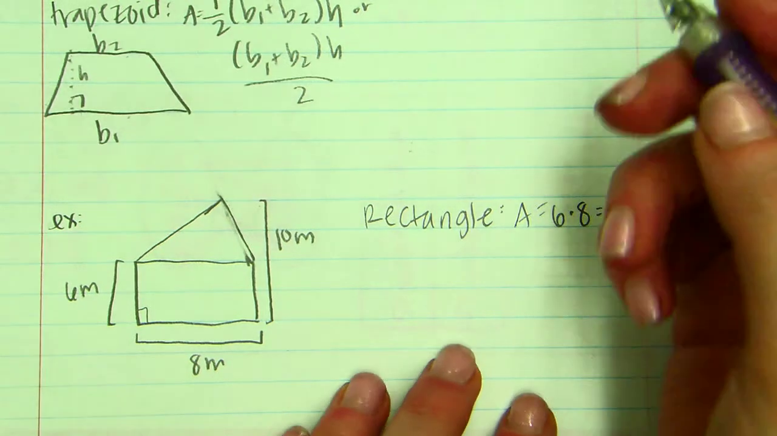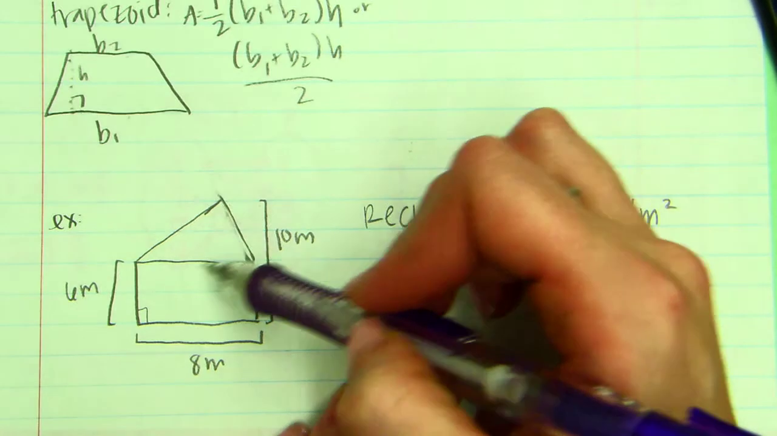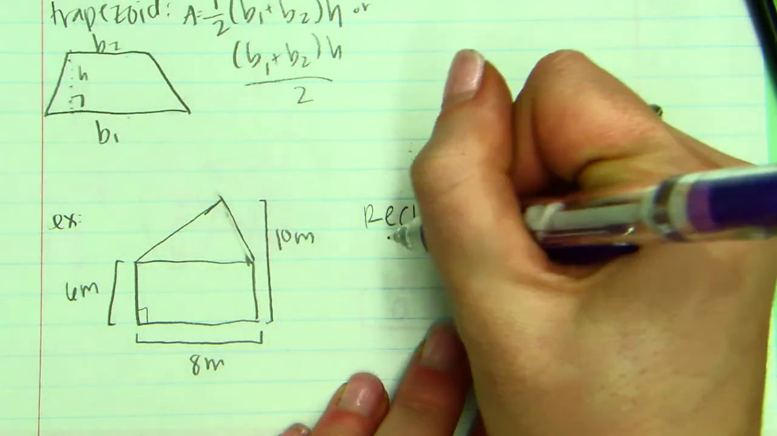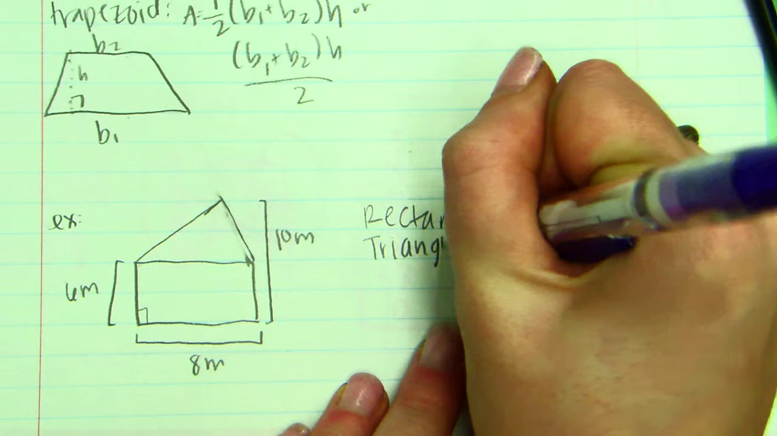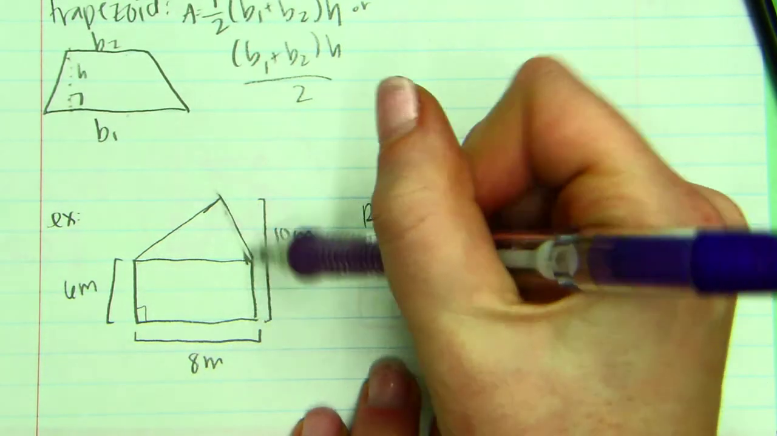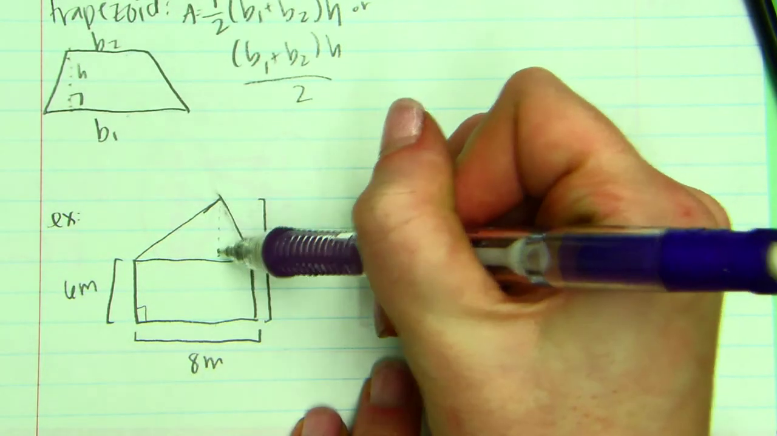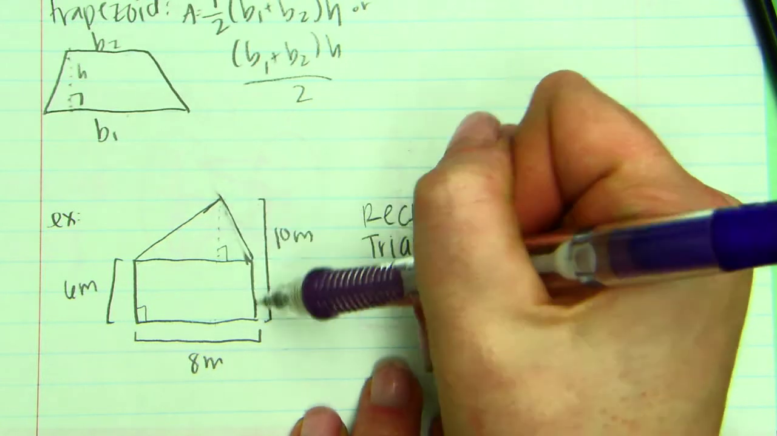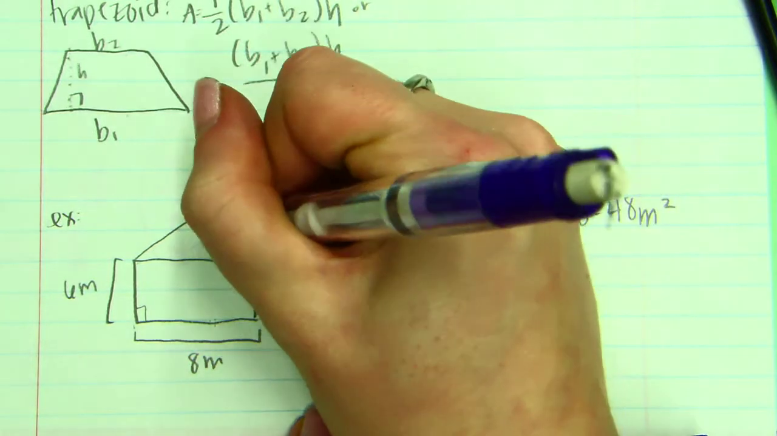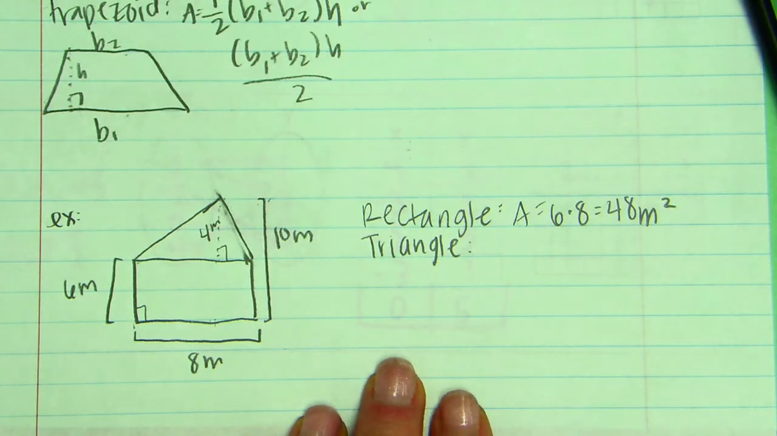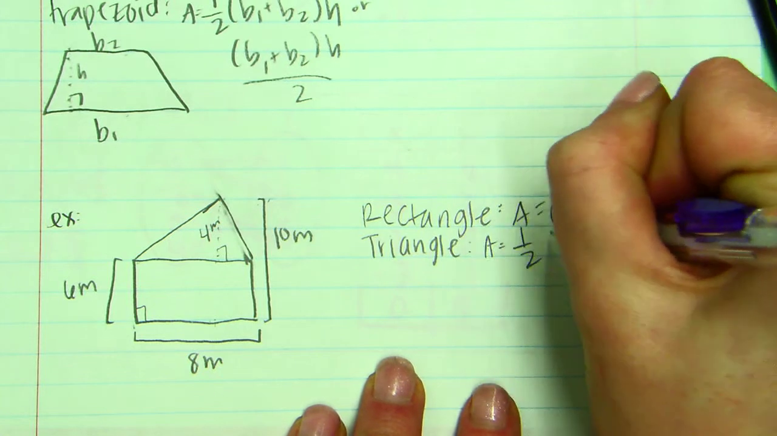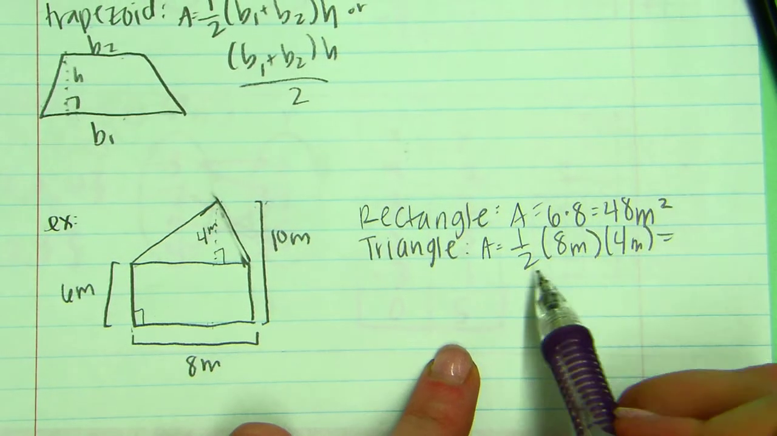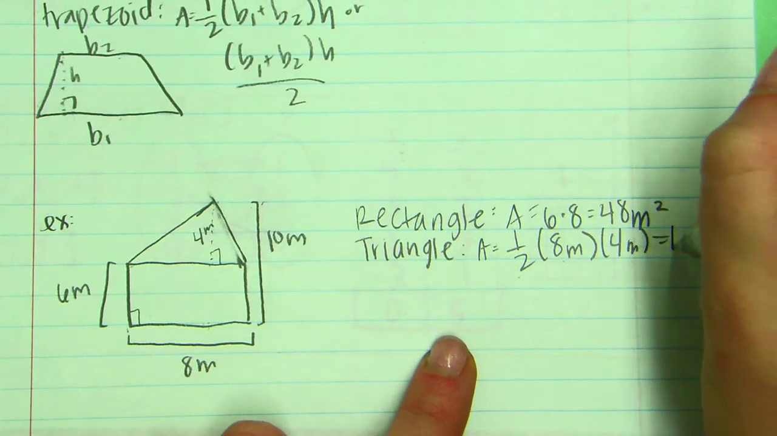The next one, we're going to do area of a triangle on top. I know the base is 8 meters because if this is 8 meters, this is 8 meters. And I don't know the height of the triangle, but I know from here to here is 10 meters, and from here to here is 6. So I need to know how far it is from here to here. Well, 10 minus 6 gives me 4 meters. And so the area of the triangle is going to be 1/2 times the base, which is 8 meters, times 4. So 1/2 times 8 times 4 is 16 square meters.